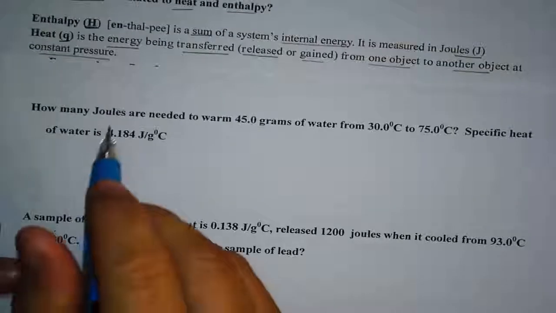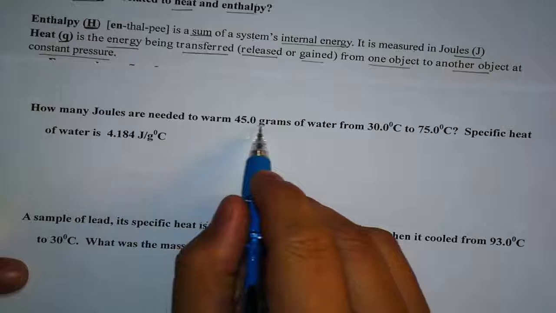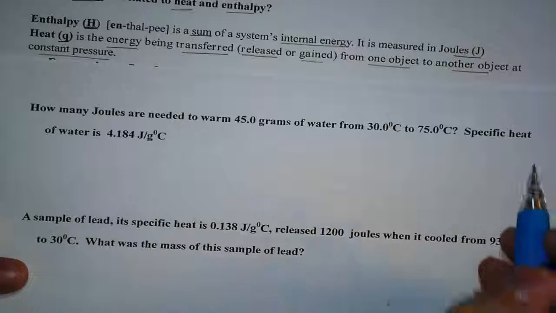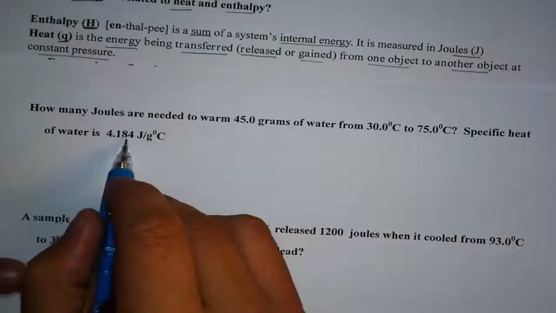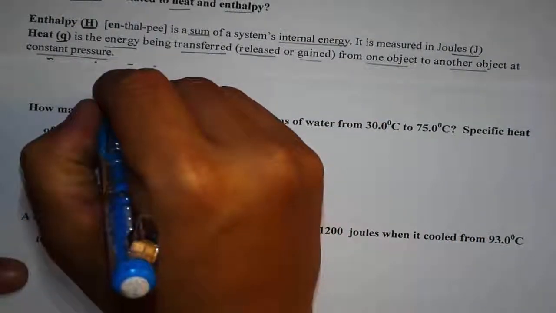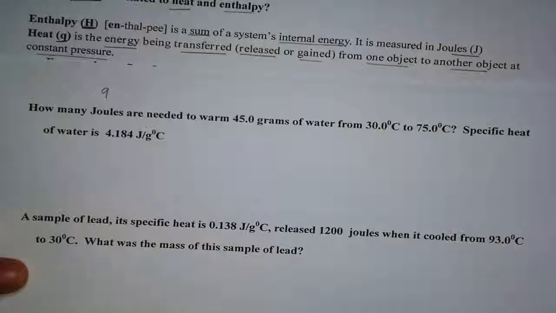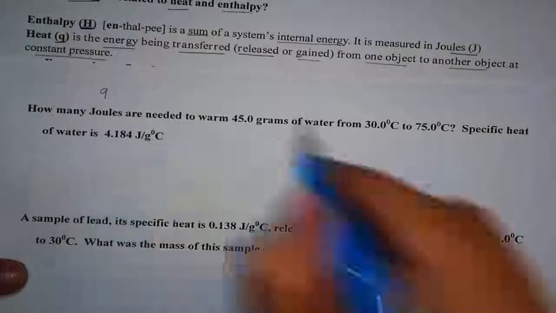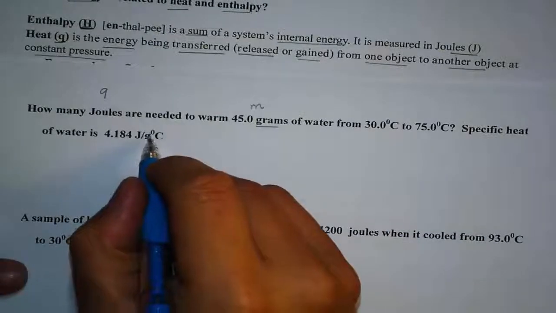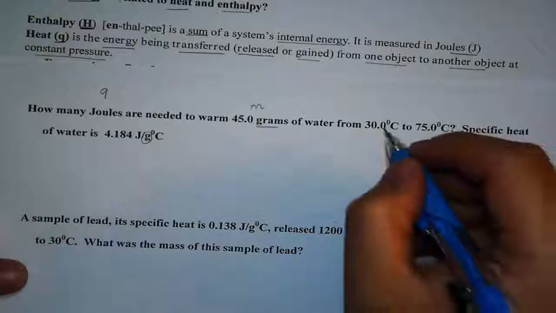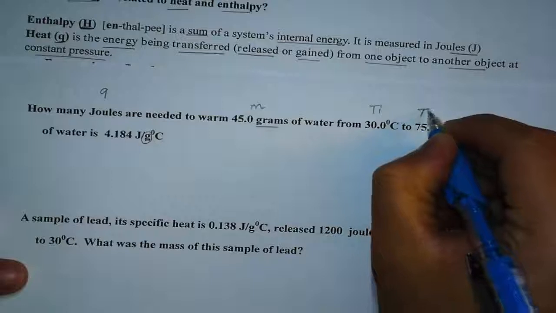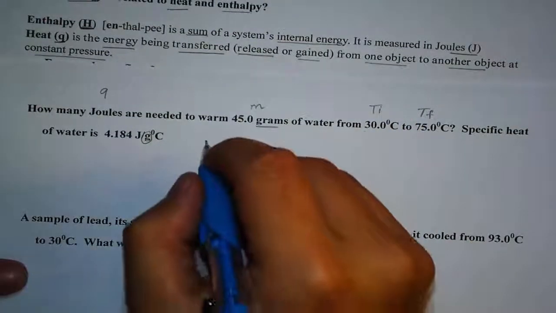Now let's try one problem together. How many joules are needed to warm 45 grams of water from 30 degrees Celsius to 75 degrees Celsius? The specific heat of water is 4.184 joule per gram Celsius. Okay, so if we read this problem, we know that we are looking for joules, so that'll be Q. Easy, isn't it? And we know that that would be your mass because it's in grams right there, and of course it is in the right unit as well. And then we are going from T, this is your T initial, and we're going to T final.